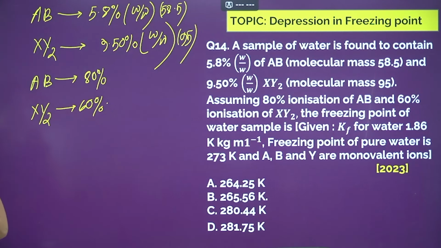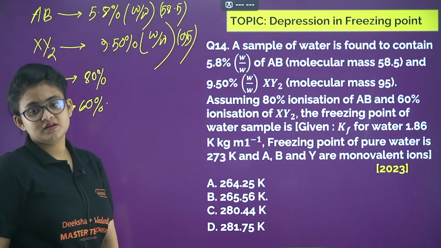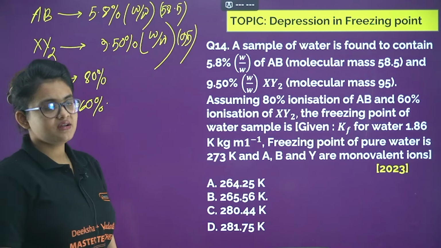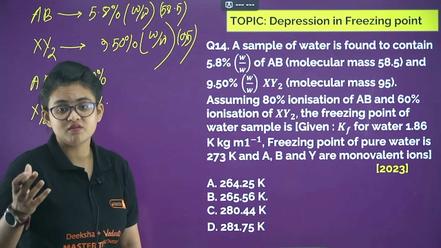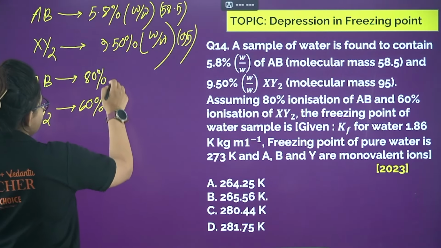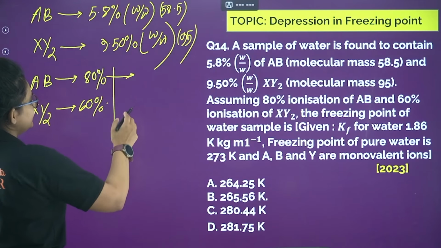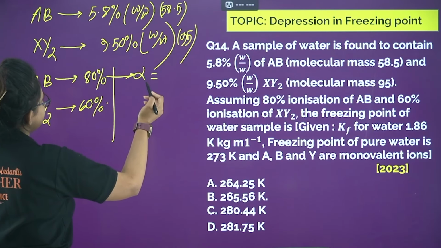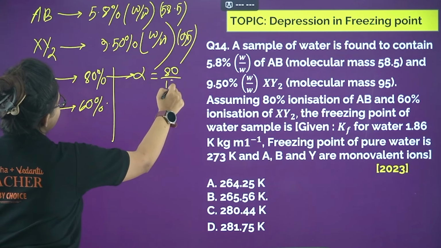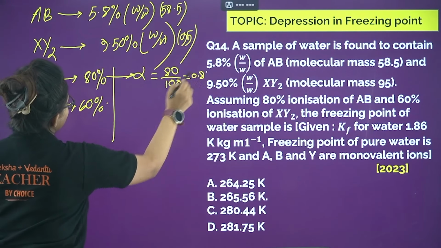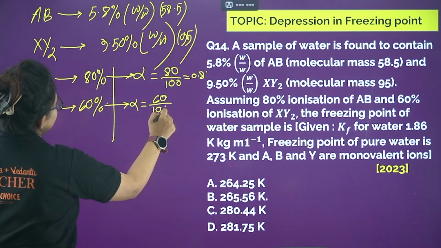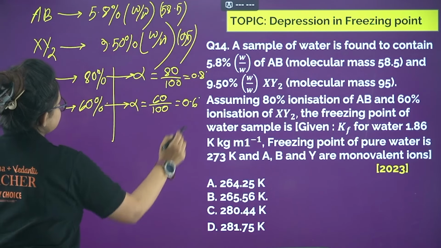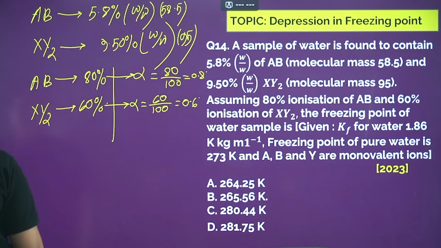Okay, so definitely Van't Hoff factor we are going to use here. Whenever you are going to apply Van't Hoff factor, you have to apply the formula that includes alpha. So simply from here let me just calculate the alpha value. Maybe later it will be needed. Alpha equals 80 by 100, right? That is 0.8. And for this alpha equals 60 by 100, that is basically 0.6. Okay, let's proceed one by one.